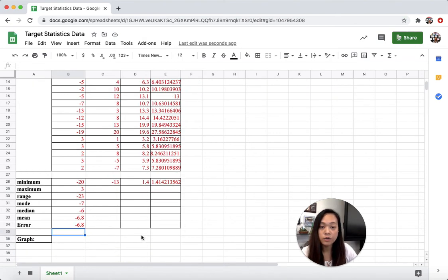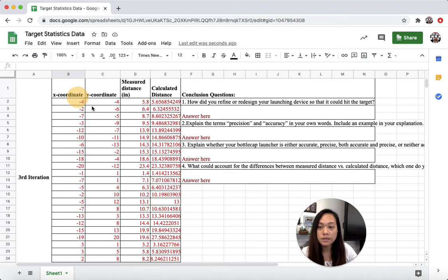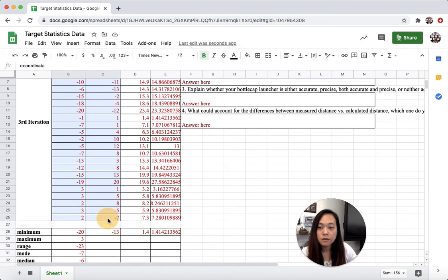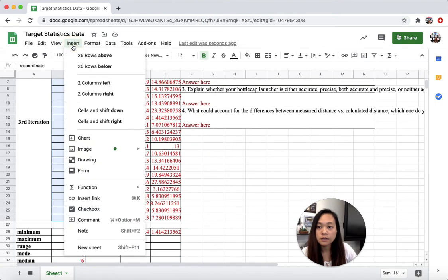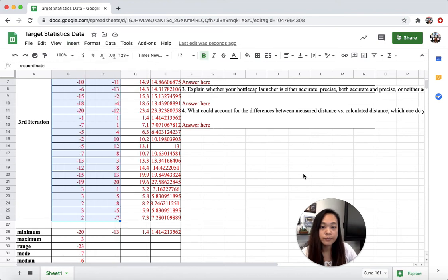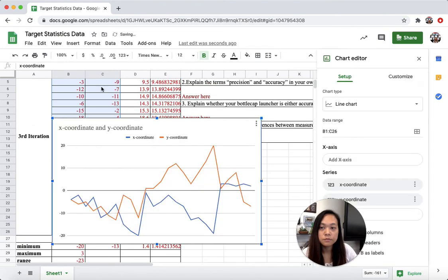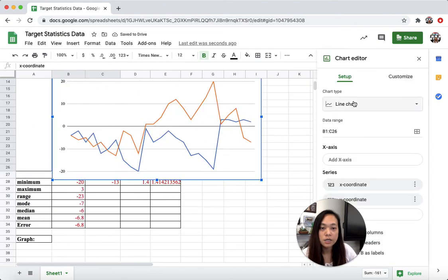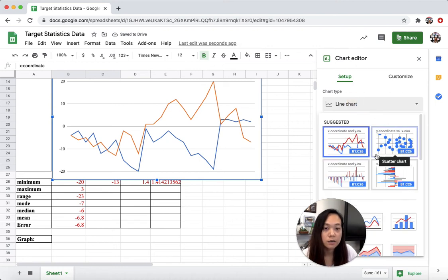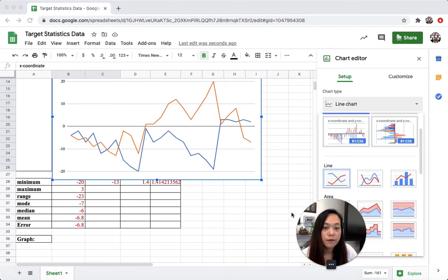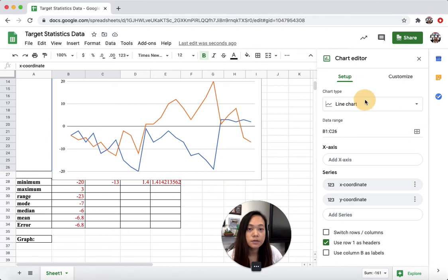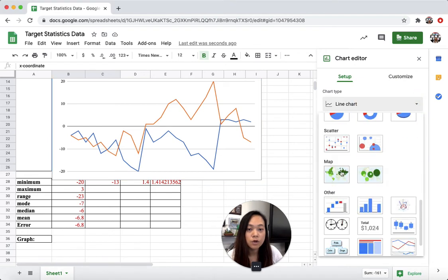Okay, so I'm going to show you how to graph it. To graph it, super easy. You want to highlight your X and Y coordinates here. And then you go to Insert, Chart. And it should pop up soon. Here we go, and it's a line chart, so I don't want that. I want a scatter plot. So let me see, if I scroll down to chart, okay, scatter.